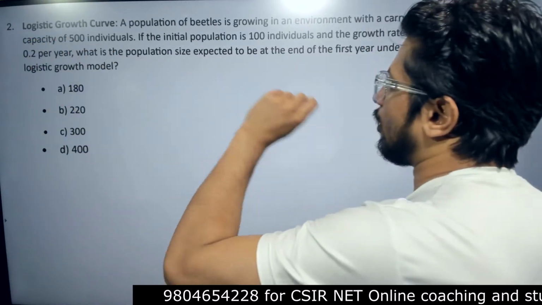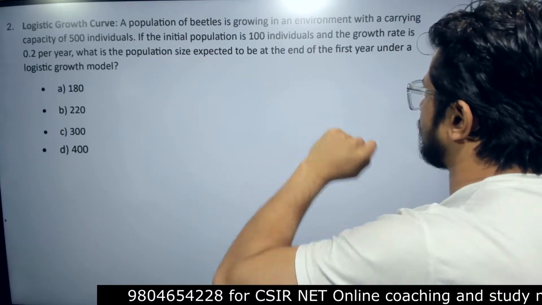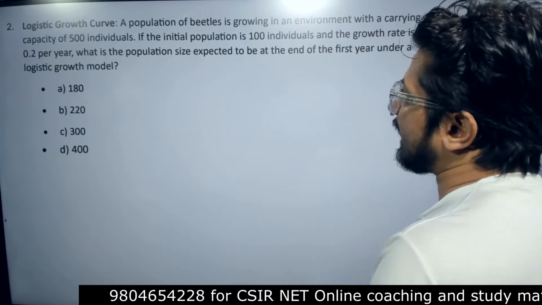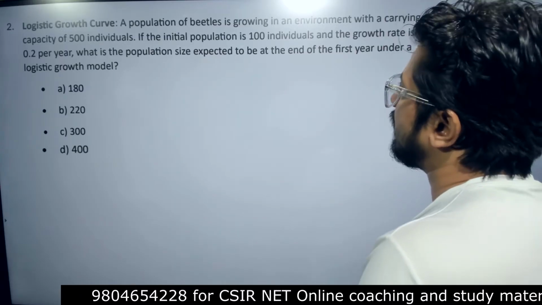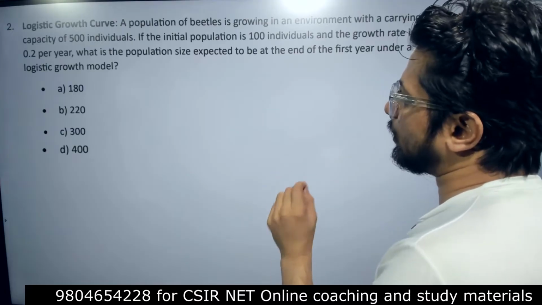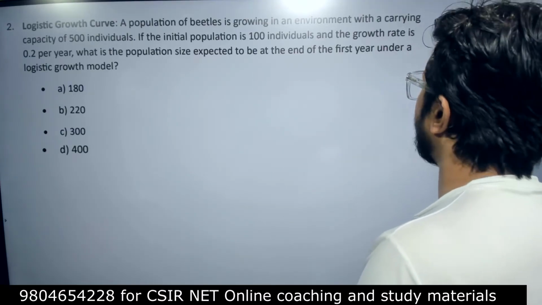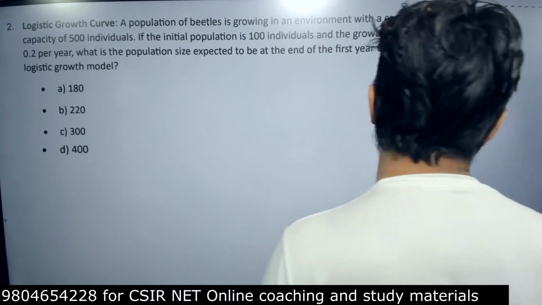Starting with the one with the logistic growth curve: a population of beetles is growing in an environment with a carrying capacity of 500 individuals. If the initial population is 100 individuals and the growth rate is 0.2 per year, what is the population size expected to be at the end of the first year under the logistic growth model?